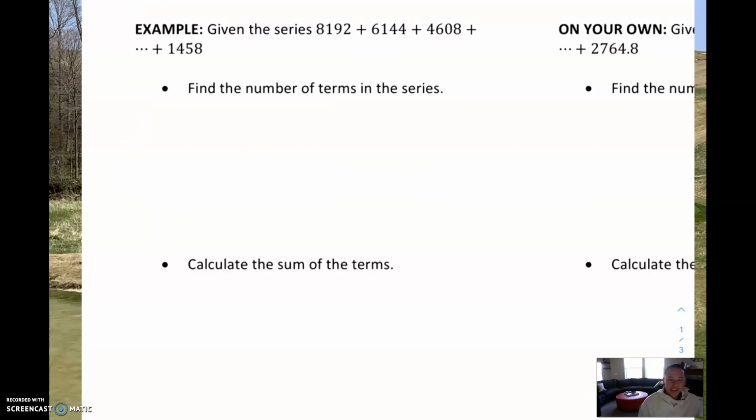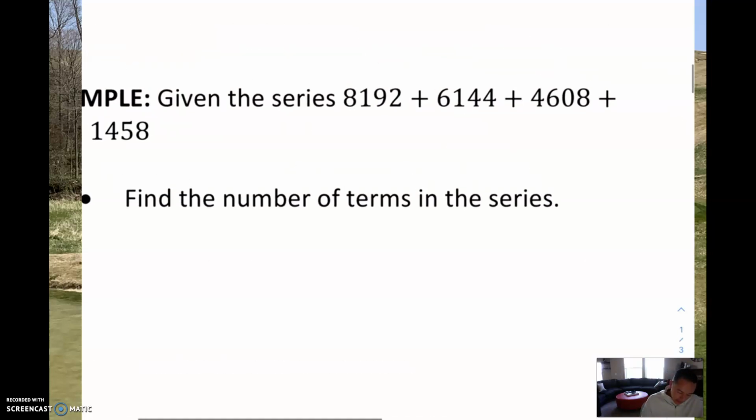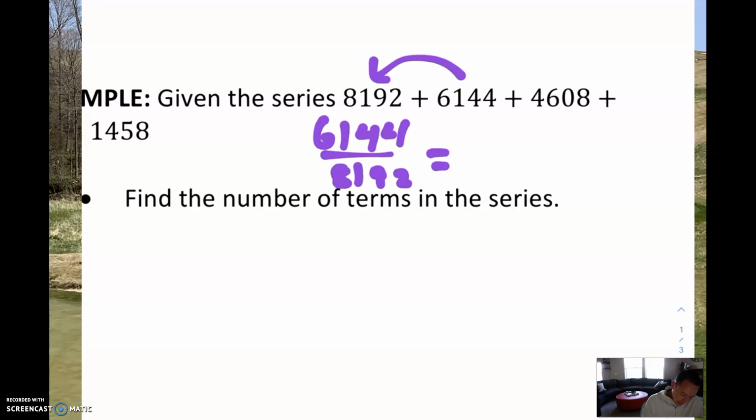So this next example, it says we have this series. It starts at 8,192. Then we're adding 6,144, and so on until the last number of this series is 1,458. We don't know how many terms are in this series. So first off, let's recognize why it's geometric. If we take the second term divided by the first one, if you take 6144 and divide it by 8192, you get 0.75. Let's double check it for the third and second terms. If you divide these, you get 0.75. So it is a geometric series.